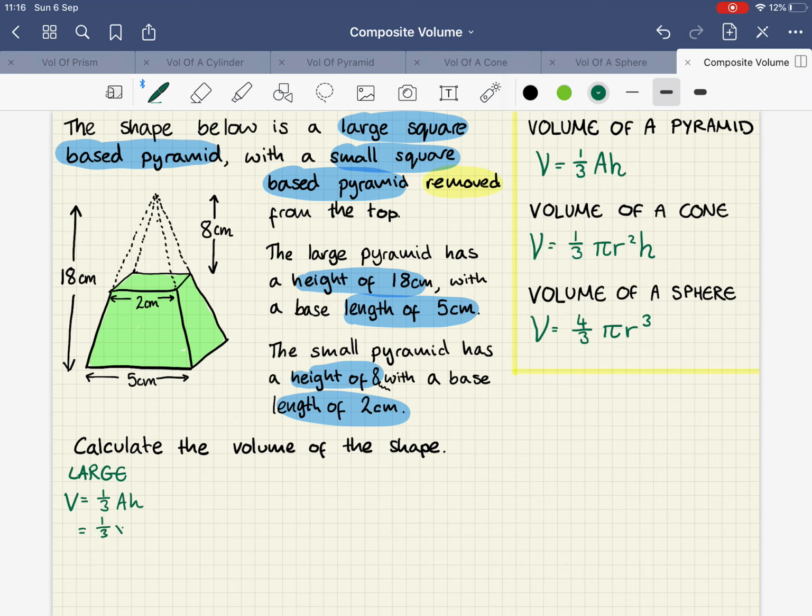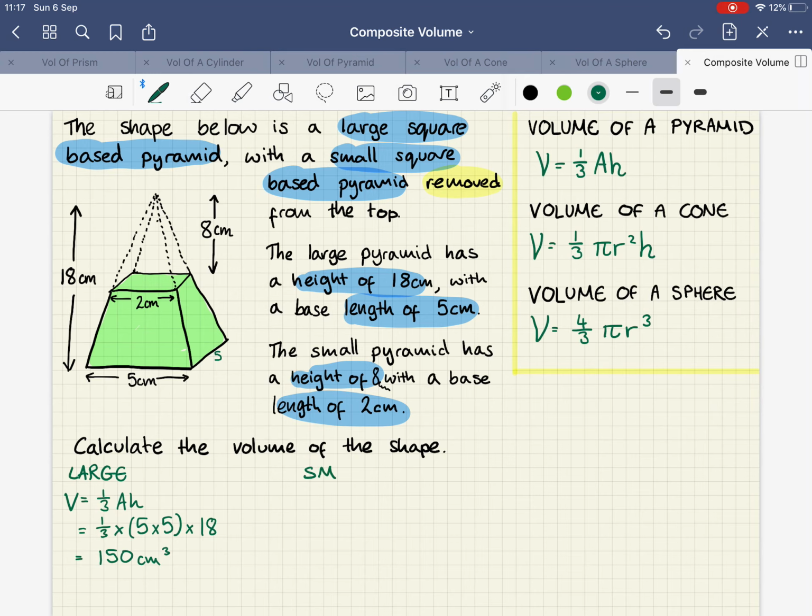So we've got a third times, and I'm told that the base length is 5 centimeters. Because it's a square, that means all the sides on the bottom are going to be that 5 centimeters. So that's my area, and I'm told the height is 18. So multiplying that out, that gives me 150 centimeters cubed.